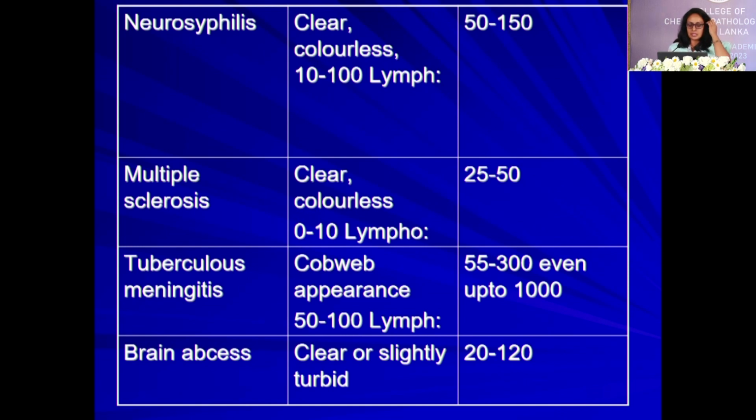In brain abscess, the appearance is clear to slightly turbid. Total protein is 20 to 120. So with your analysis, you can guess what disease the patient is having.